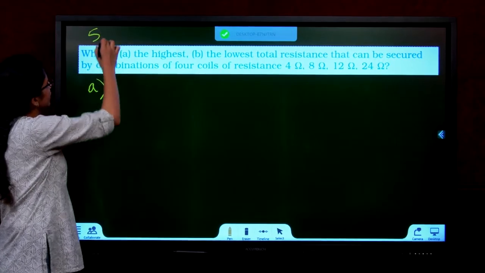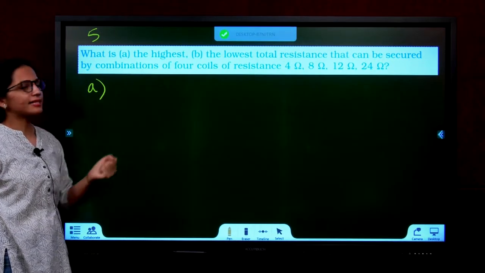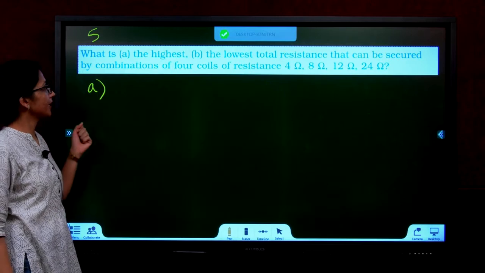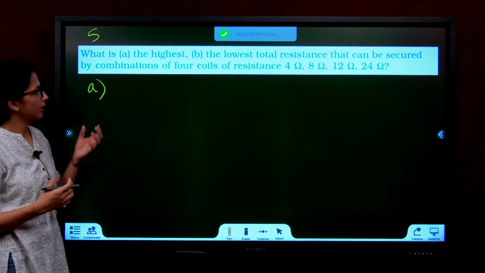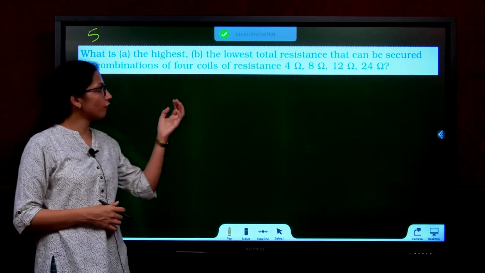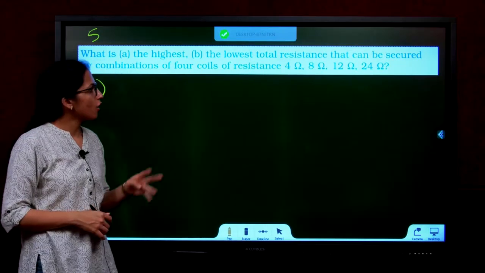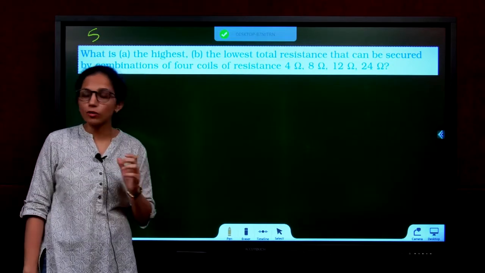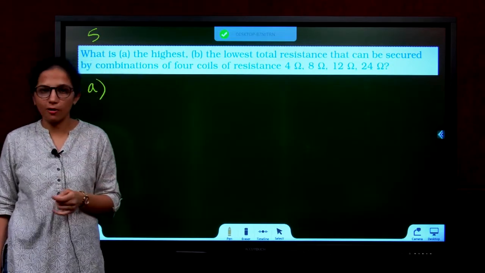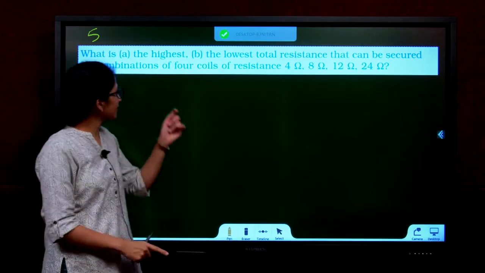Question 5. What is the highest and the lowest resistance that can be secured? That means you could get it by combinations of 4 coils of resistance 4 ohm, 8 ohm, 12 ohm, 24 ohm. They have given 4 resistors. They've told get the highest and lowest possible combination. First they've asked for highest.